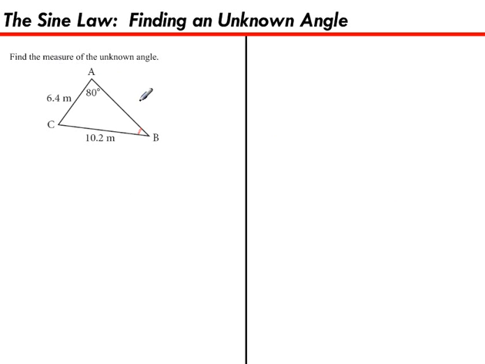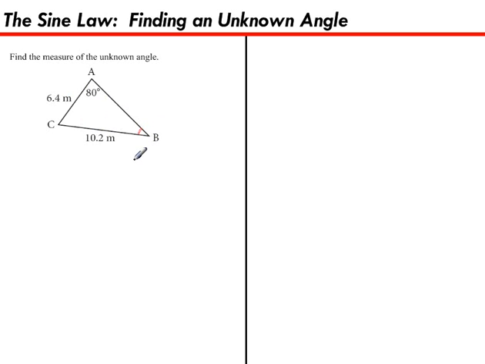The unknown angle is indicated right here by these two red lines. So we're solving for angle B in this question. Now, in order to use the sine law, I need to find at least a matching angle and side length, as well as one more piece of information. And I can see I have that. Angle A is given as 80, and then its opposite side has a side length of 10.2. And I have one more piece of information here, 6.4 meters, which matches the unknown angle, angle B. So we're in luck. I can go ahead and use the sine law.